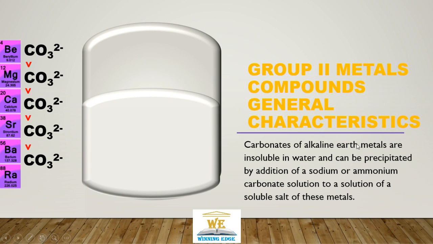Now, carbonates of alkaline earth metals, insoluble in water, can be precipitated by the addition of sodium or ammonium carbonate to a solution. This is what happens: sodium carbonate has a better solubility than these alkaline earth metal carbonates, so they replace them, and these carbonates will come out.